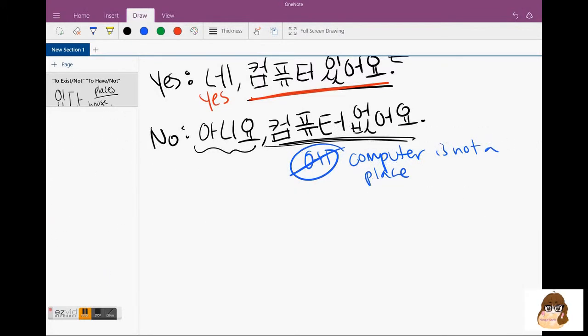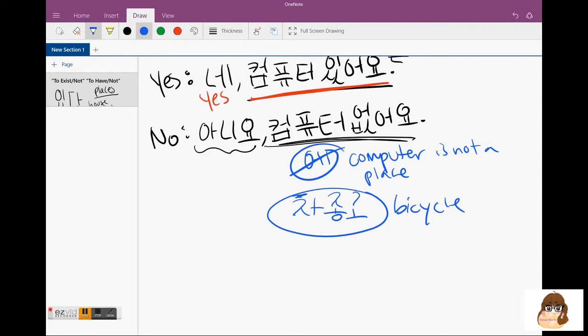Let's see, what other things do I have here? The same thing goes for bicycle. Bicycle is chang jongo. I'm sure some of you probably know how to pronounce Korean better than me, but this is bicycle. So basically, if you want to say you have a bicycle, you say 장 좋은 거 있어요. If you want to say you don't have a bicycle, you say 장 좋은 거 없어요.